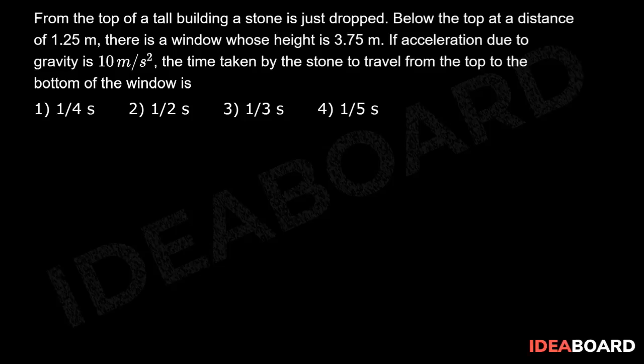From the top of a tall building, a stone is just dropped. Below the top, at a distance of 1.25 meter, there is a window whose height is 3.75 meter. If acceleration due to gravity is 10 meter per second square, the time taken by the stone to travel from the top to the bottom of the window is.